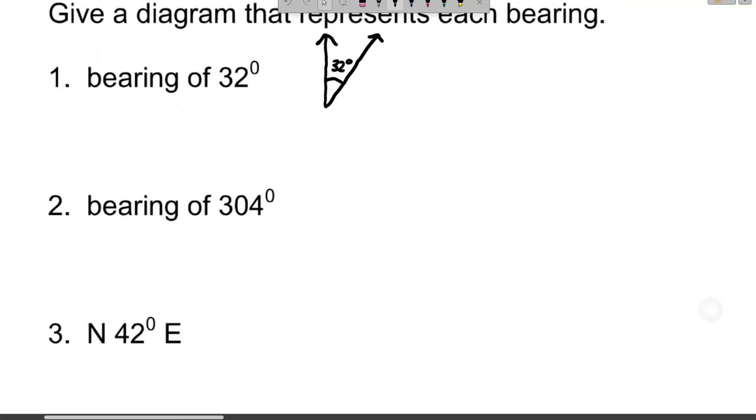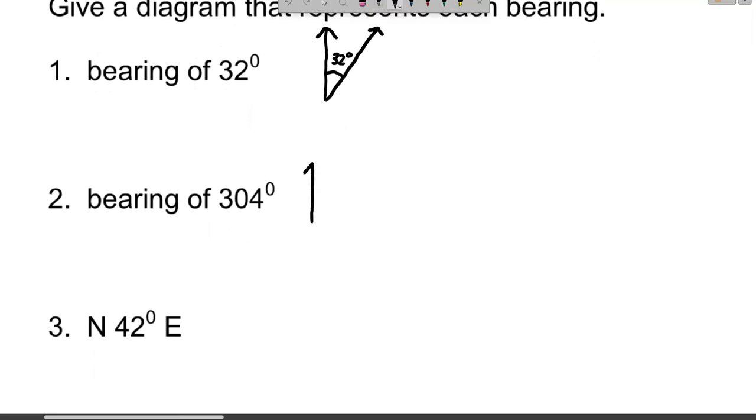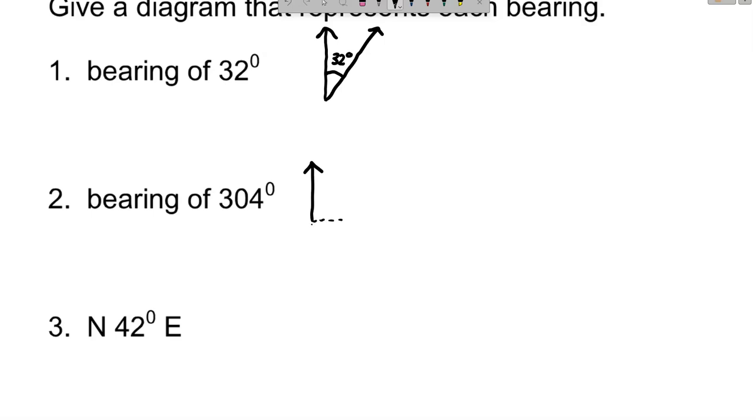Now, if we wanted a bearing of 304, we're still going to start by facing the north direction. If you remember, this will be 90, this will be 180, this will be 270. So it's going to be something a little past 270, maybe in this direction here. We will rotate all the way around, and that's going to be my 304 degree angle.